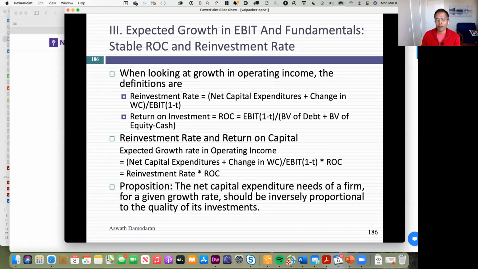Reinvestment rate times return on capital is your expected growth rate. And that is, in steady state at least, one of the most important equations in valuation. And here's why. When I tell you your company is going to grow at a high rate, you've got to dig and ask, what's causing it to grow? Is it the high reinvestment rate or the high return on capital?